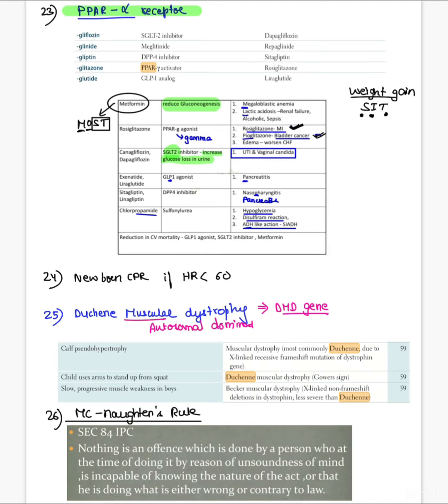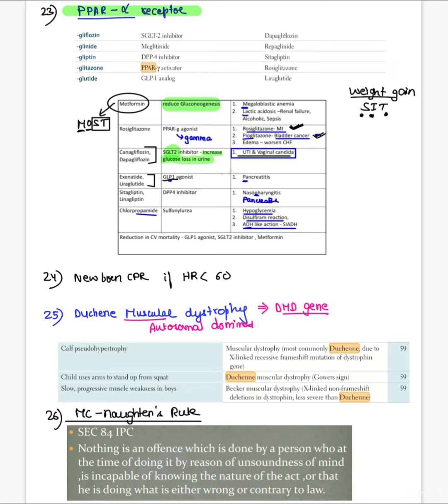Then coming on to canagliflozin and dapagliflozin, guys, these are SGLT2 inhibitors, that is sodium glucose co-transporter inhibitors. They will cause glucose loss in the urine. As a result of increased glucose in the urine, chances of bacteremia and infection are high, leading to UTI and vaginal candidiasis. Then coming on to the tides, guys.